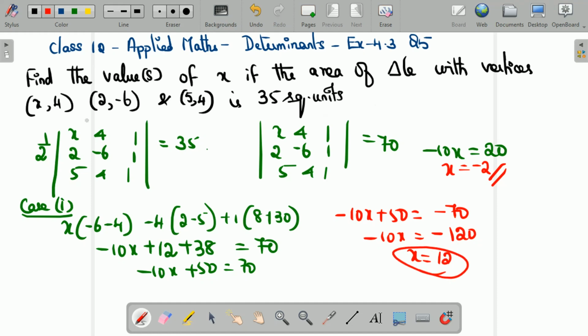So there are two possible values that x can take. One is 12, the other value is minus 2. In both cases, the area of this particular triangle that will be formed will be equal to 35 square units.